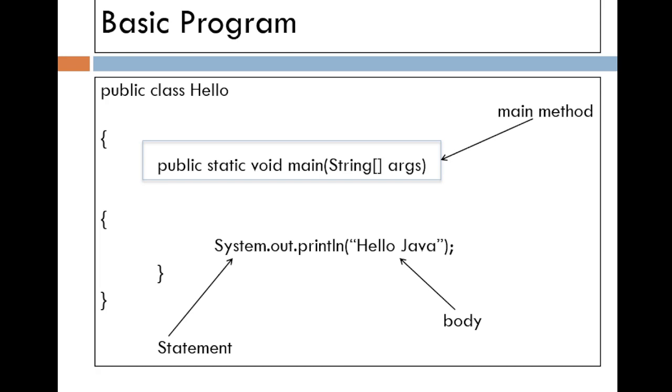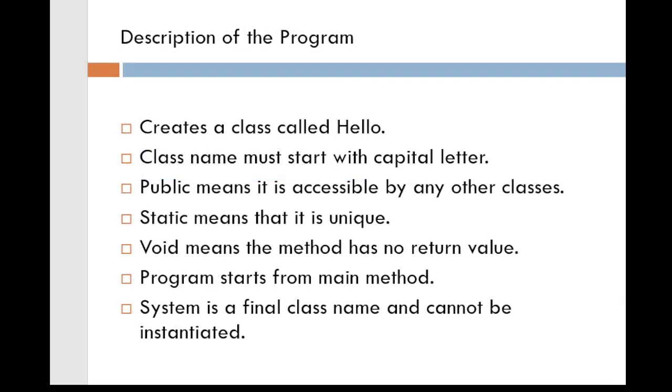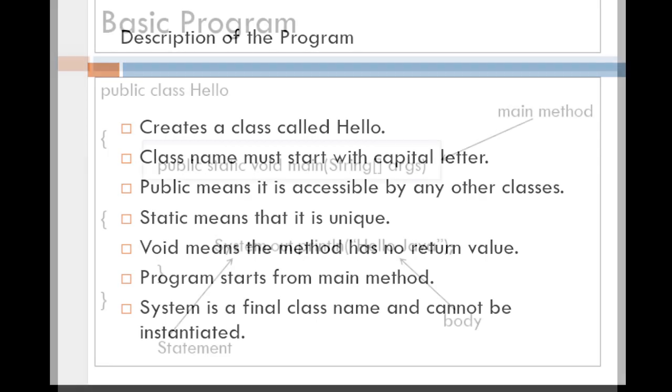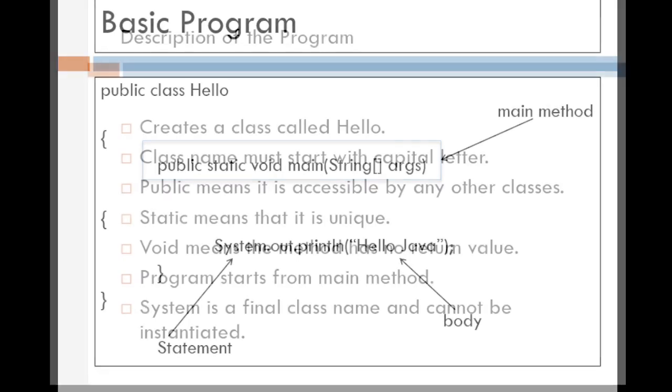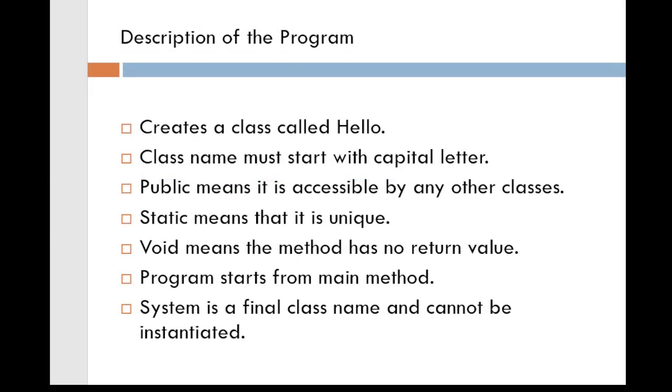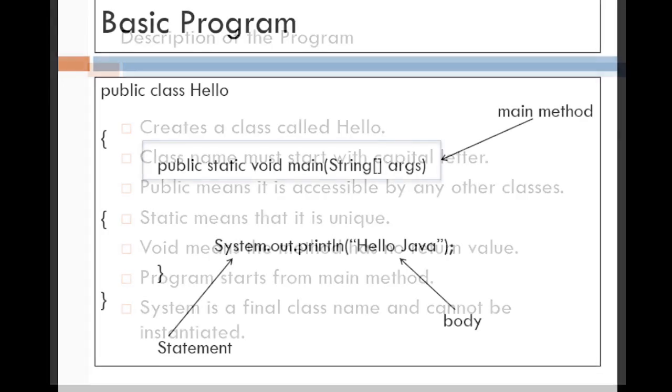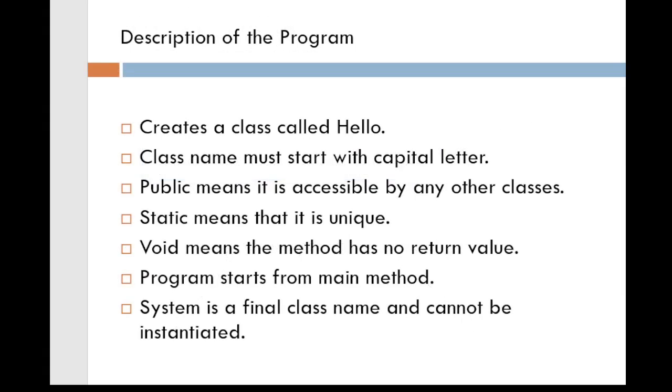Next is how you declare the program. First you will create a class Hello. The class name must start with a capital letter. You will see that Hello is starting with H capital here. Then static means that it is unique. Void means that it will not return any value. The program must start with your main method.